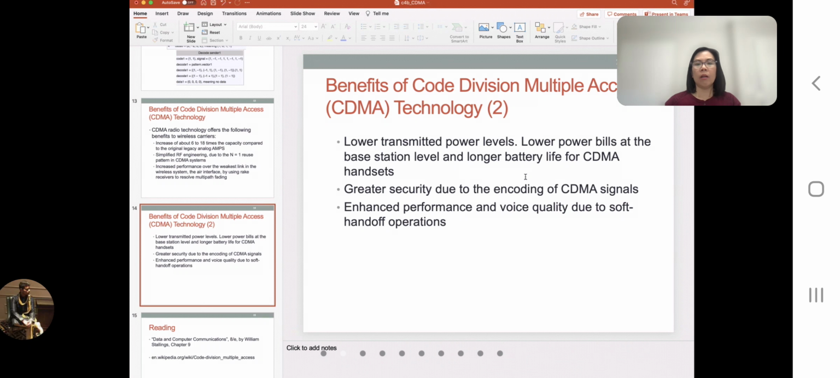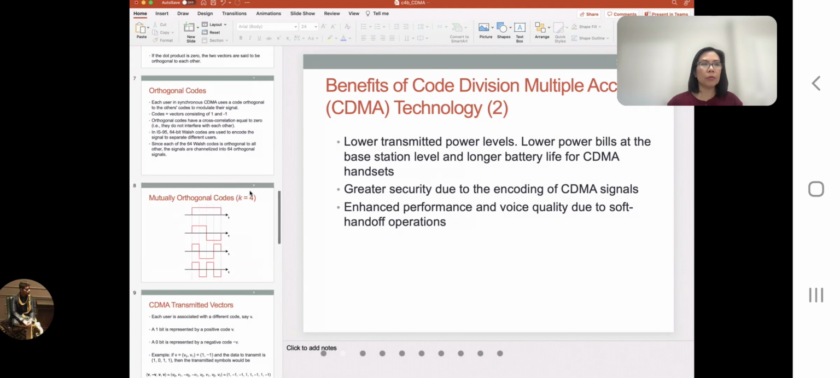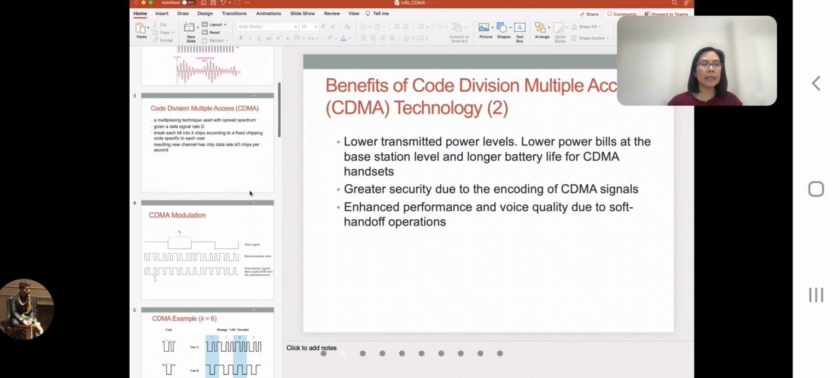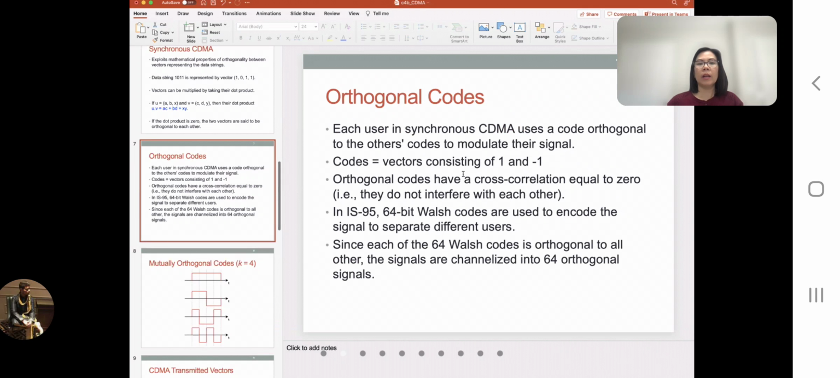There's a question from Joshua: does each user having a different code allow multiple users in the same frequency band? Yes, that's right. Each user is given a different code. As we talked about before, in IS-95 networks, we used 64-bit codes, and each of the 64 codes is orthogonal to all the others.